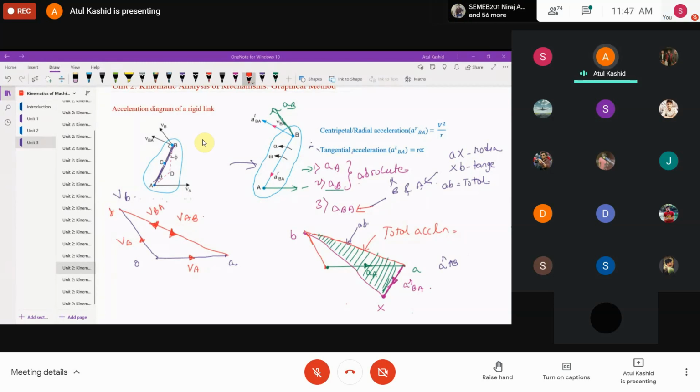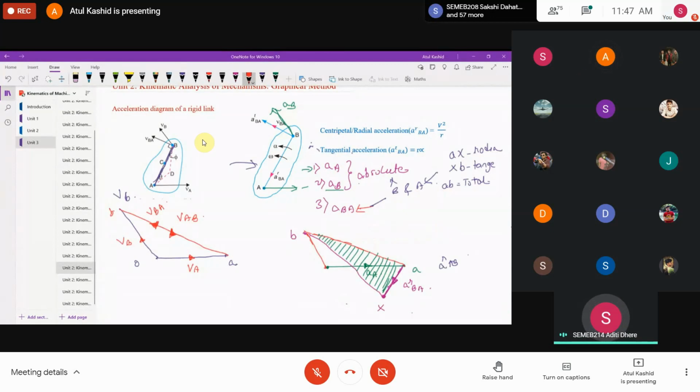The velocity of B with respect to A points towards B. Okay. Then for acceleration towards A, where, Aditya, I don't see. If you see the total acceleration, I can draw it in the diagram.